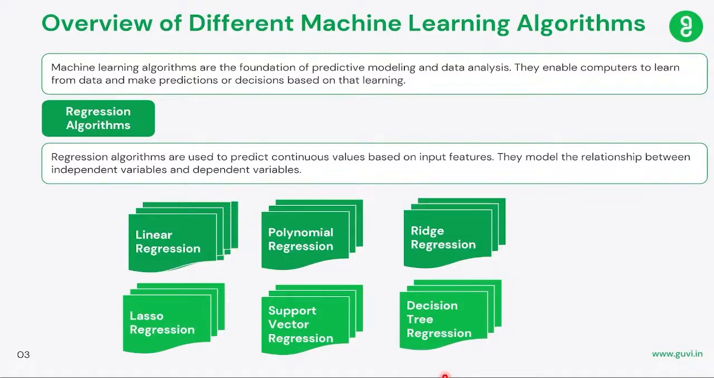Now, these are examples of regression algorithms and their applications across different industries. Each algorithm has its strengths and weaknesses, and the choice of algorithm depends on the specific characteristics of the dataset and the nature of the prediction task.